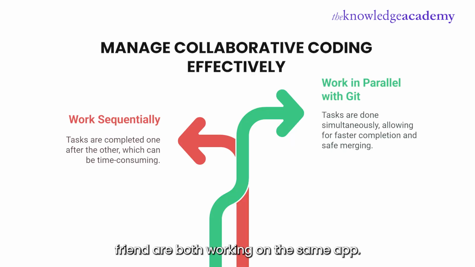Let's say you and your friend are both working on the same app. You're editing the login page, they're fixing the database code. With Git, both of you can work in parallel and then merge your changes back into the main project safely.